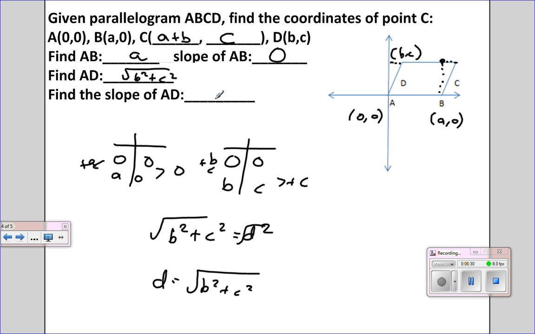And finally, the slope of AD. Well, changing y is c, changing x is b, so c over b.